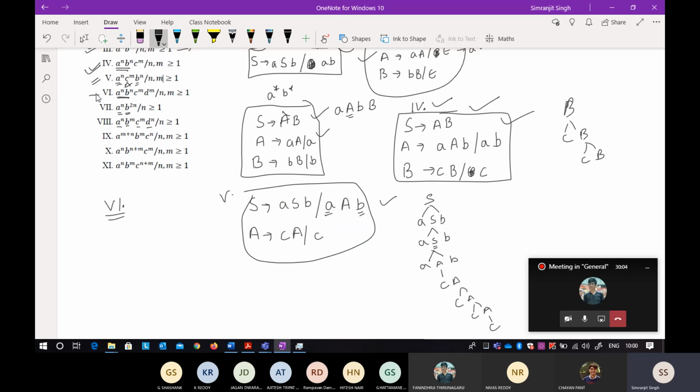So this is my sixth question. I think Jagan has also given the answer and Fanindra has also given the answer. So now again the thing is same. You can take a raised to power n, b raised to power n in one variable and c raised to power m and d raised to power n in another variable. It can be ab, it can be abcd, but most preferably we are using ab, so that is why it is correct. Both the answers given by Jagan as well as Fanindra are correct.